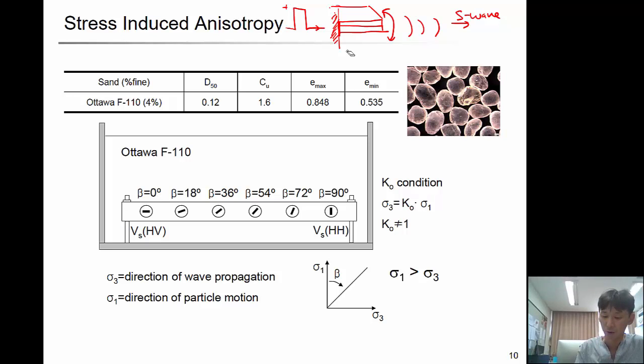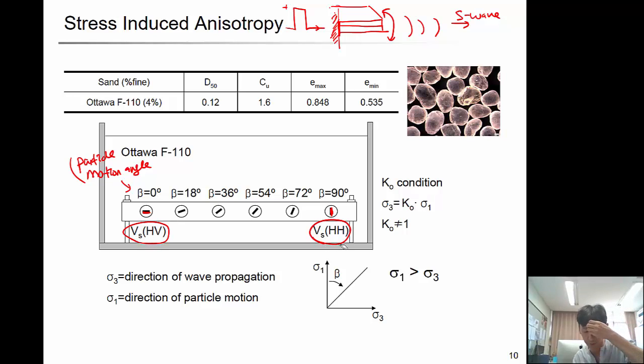So then you can have this one in this direction and vertically aligned. And in between, you can also adjust the angle of the plane, and this will determine the particle motion angle. So here, the propagation direction is horizontal. So VSHV, VSHH. And sigma 3 here is the direction of the wave propagation, so it's horizontal, and sigma 3 is the horizontal stress. And sigma 1 is the vertical.